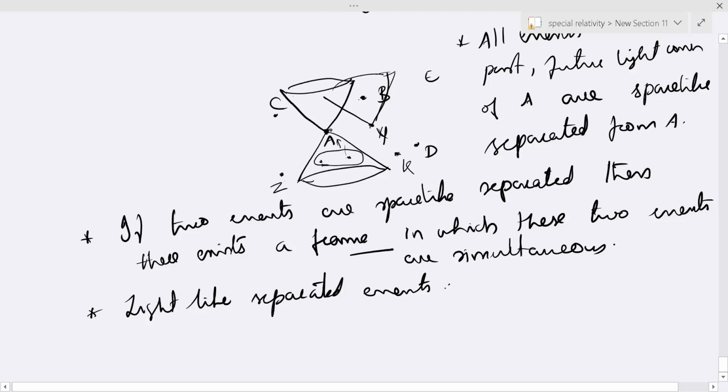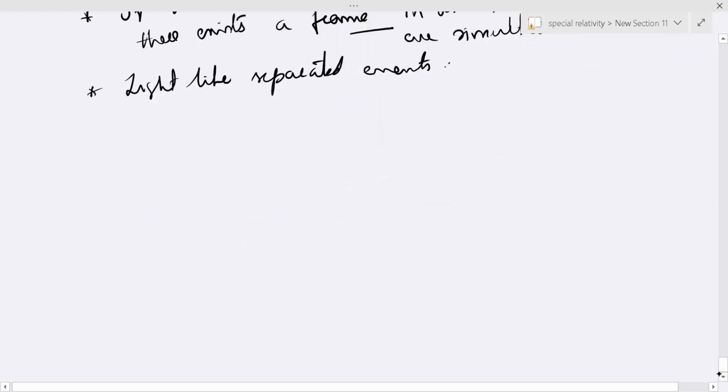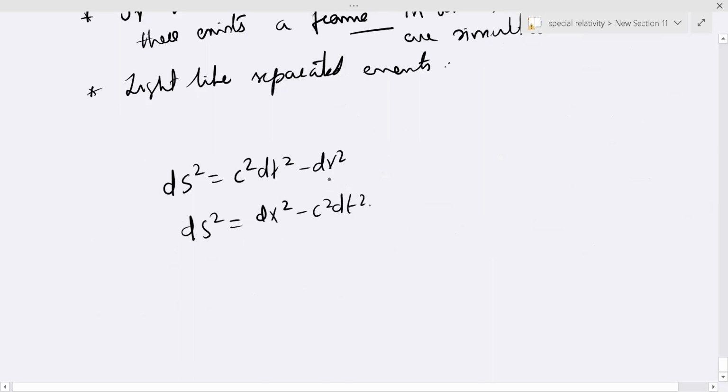So is this clear? Now there's a small issue here. We took ds square is c square dt square minus dx square. You could also take ds square is equal to dx square minus c square dt square. So if the question is given, you have to look which combination they have used. Both these are Lorentz invariant.